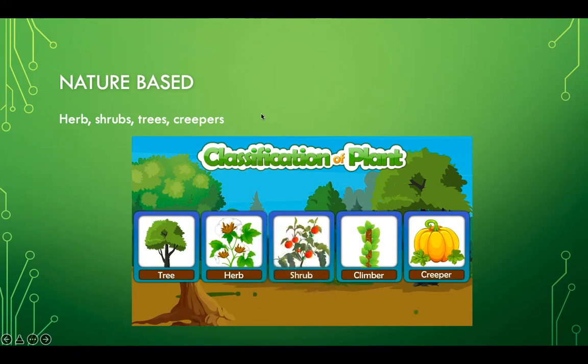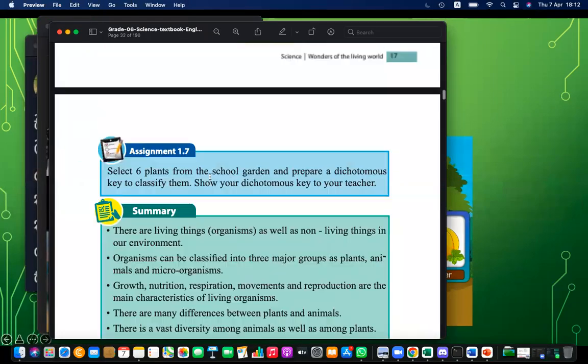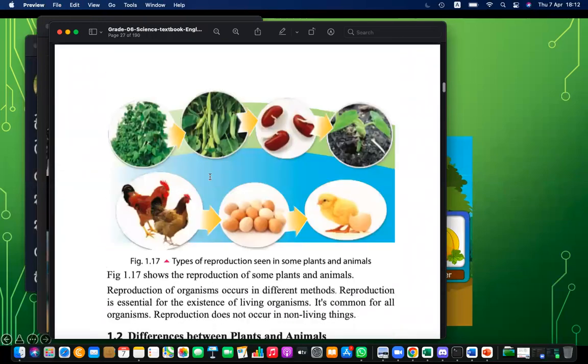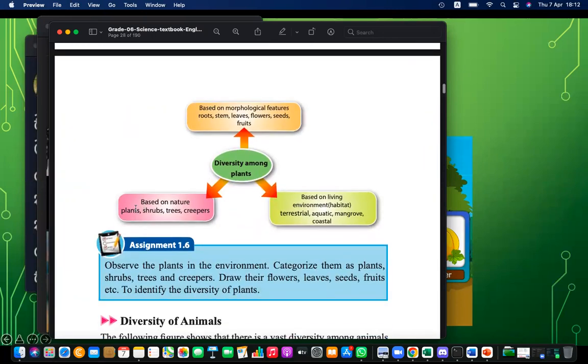Sometimes herbs are not in your syllabus, but we can just say plants. Anyway, shrubs, large trees, and creepers. These are the basic categories of the plants given in your book. So let's see what is given in your book as well. This is the grade 6 science book, and in the classification of the plants, they have given us plants, shrubs, trees, and creepers. So these are the categories.